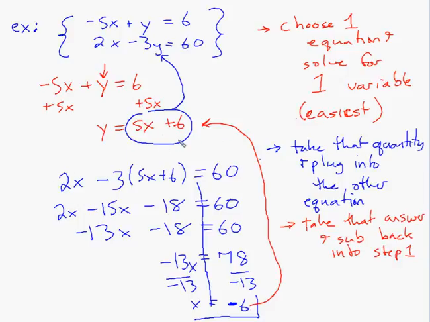So do you see what I mean? This work is going to take a lot of space, and it's going to get really sloppy. So I would leave some space here. Y equals 5 times negative 6 plus 6. And in the end, I get y equals negative 24. So what's my answer? Negative 6, negative 24.